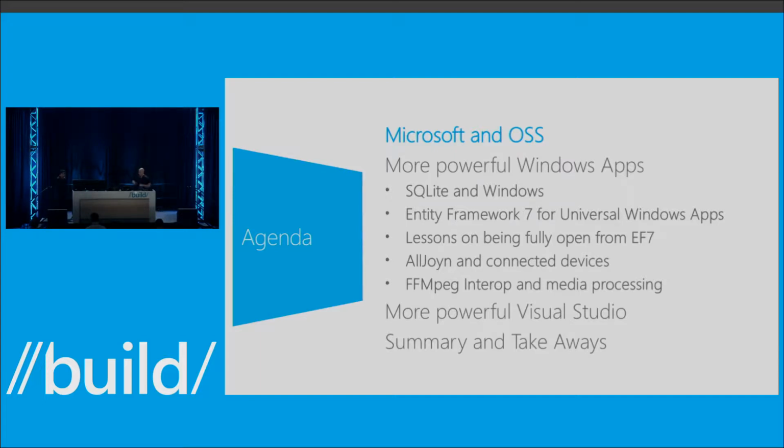So let's start. We're going to start with an overview of Microsoft and open source. What's going on with the Microsoft culture? What does Microsoft think about open source today? Then we're going to dive into the demos, and we're going to spend most of the time in the demos. And we'll wrap up with what's happening in Visual Studio and how Visual Studio is doing more and more to support developing using open source.